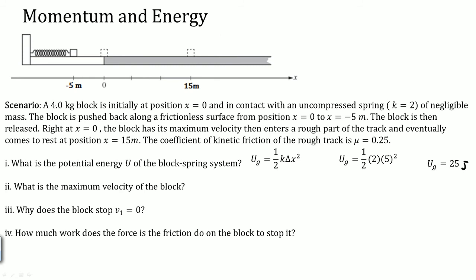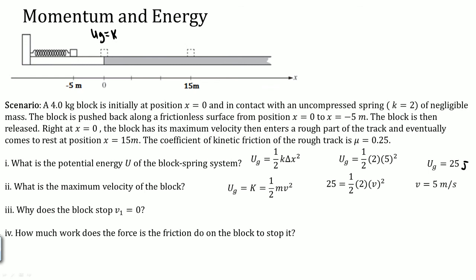What is the maximum velocity? Right here, this is when all the potential energy is going to be equal to the kinetic energy at this point. So the 25 joules is going to be equal to 1/2 mv squared. Solving for v, you get v equals 5 meters per second.